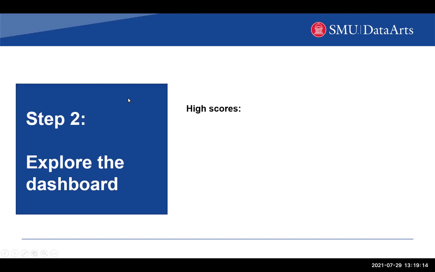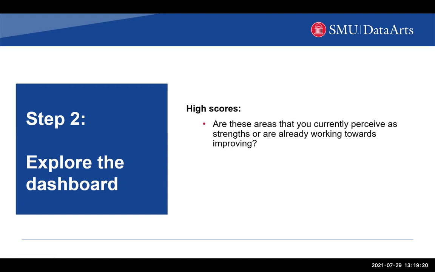So when you're looking at your higher scores, here are some questions to ask yourself that might be helpful. Are these areas that you currently perceive as strengths for your organization? Is this an area where you were already working towards improvements or making investments? For example, if you've been deliberately investing in grant writing and you pull up the KIPI dashboard and your foundation revenue scores are higher than expected or improving over time, that's great. That's something to be celebrated.